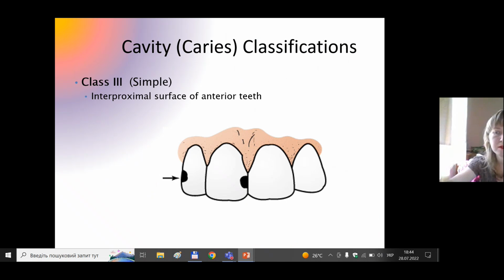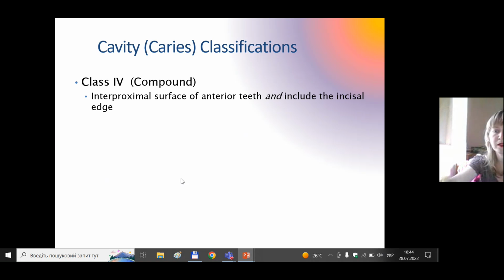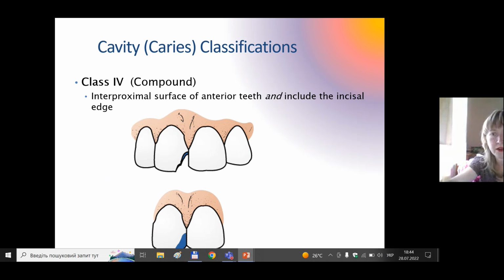Third class, simple cavities. These cavities are localized in the interproximal surfaces of anterior teeth. Class 4, compound cavities. These cavities affect interproximal surface of anterior teeth and include the incisal edge or cutting edge or angle of the tooth crown. So it is compound cavities.